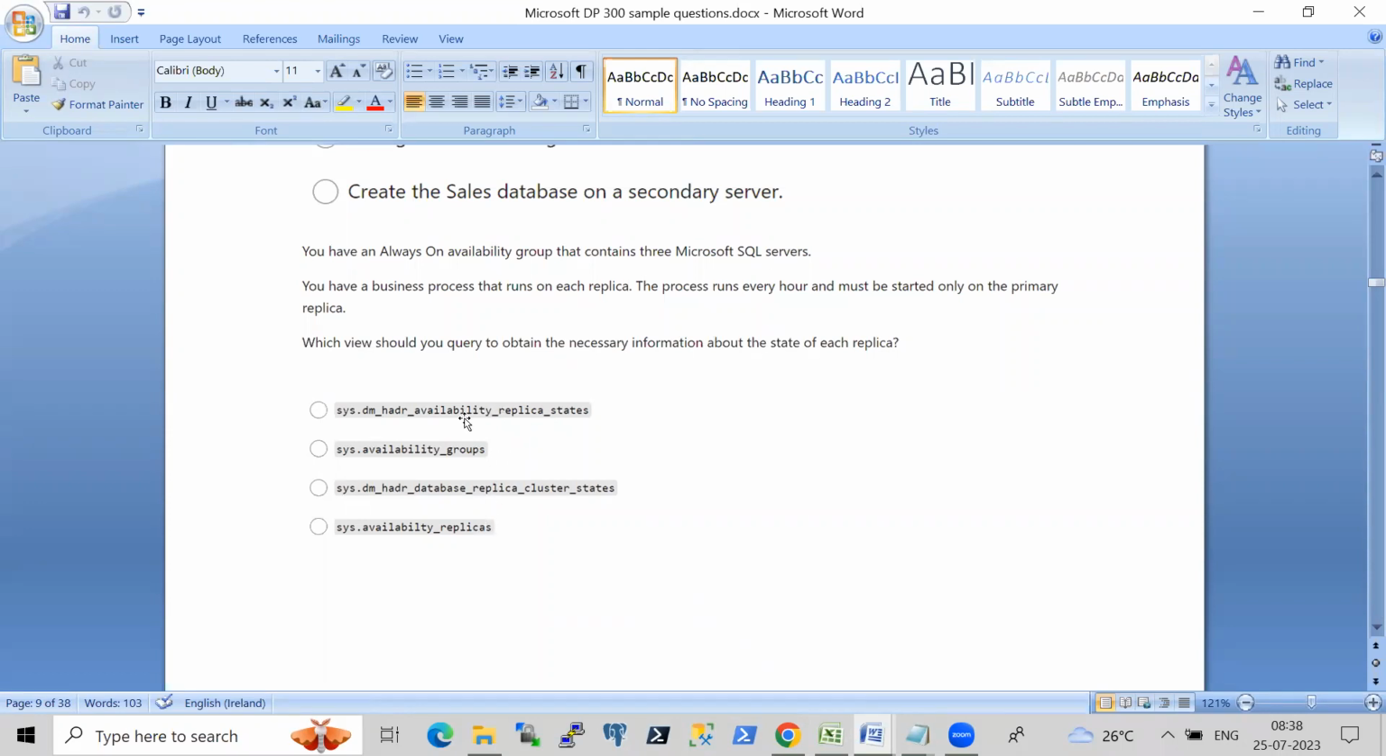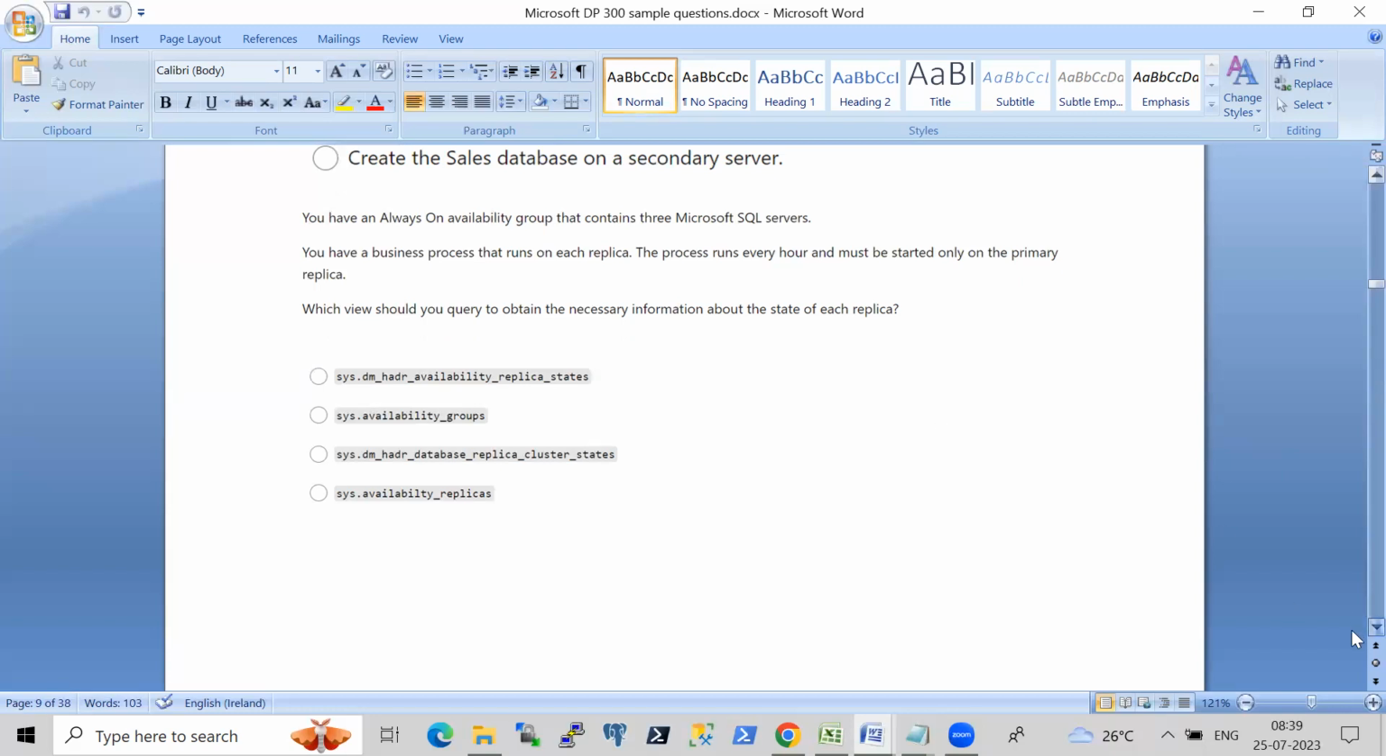So the right answer is sys.dm_hadr_availability_replica_states. This one gives you everything, like if any replica is behind the primary server, and there are many more columns that you get with this replica view rather than the other one. This is the basic replica view; this is a more advanced DMV than that one. So the answer is sys.dm_hadr_availability_replica_states. That is the reason.